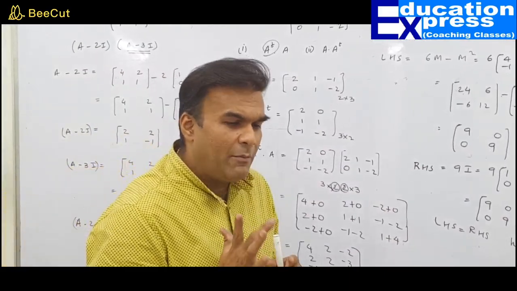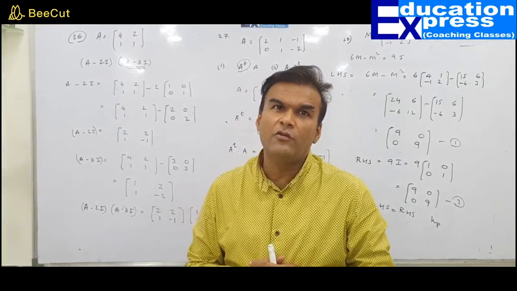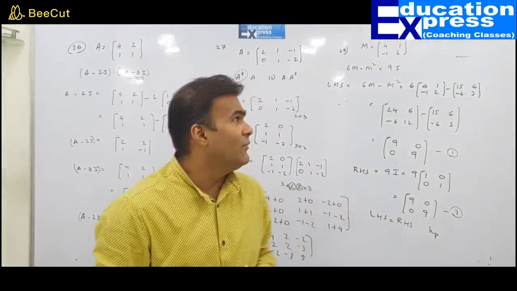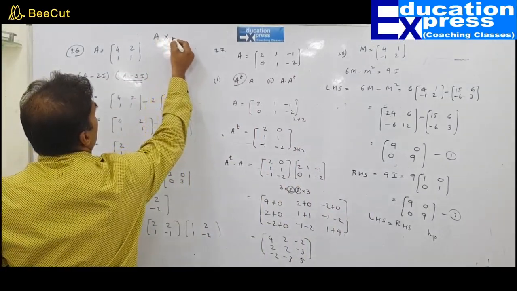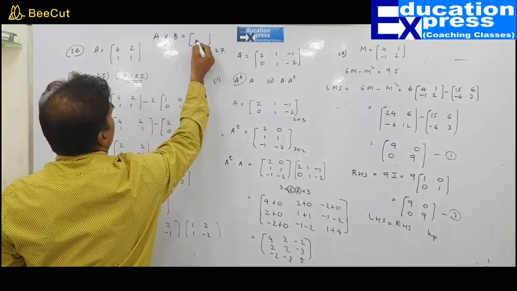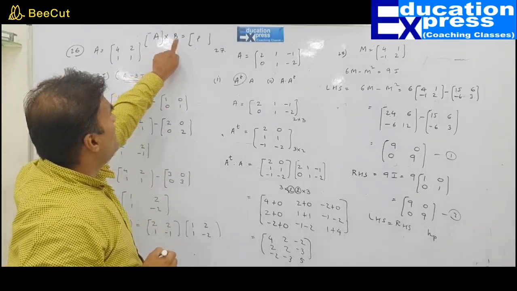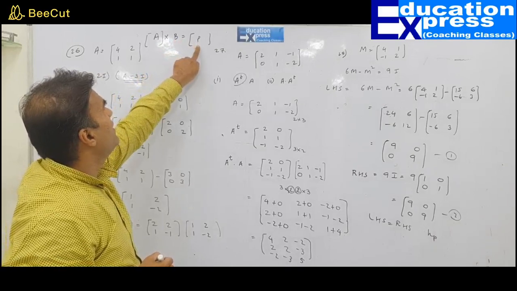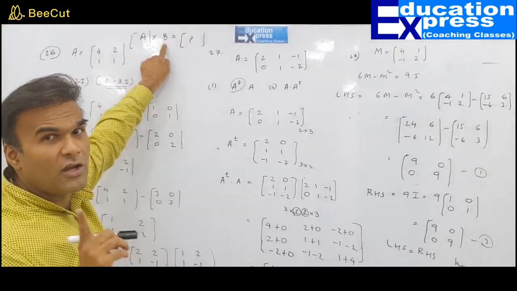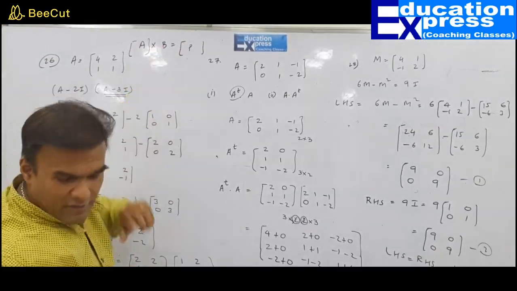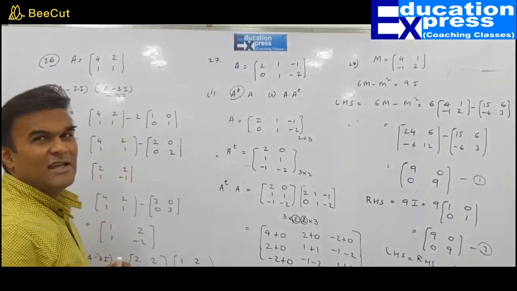There is only one type of question which I have not done with you. That is a type of question where we have to derive and find the matrix. For example, they may say matrix A multiplied by matrix B will give you matrix B. This matrix is given to us, this matrix is given to us, this matrix is not given to us. Now how to find it? Only that type of question is left. Rest all the questions are done.